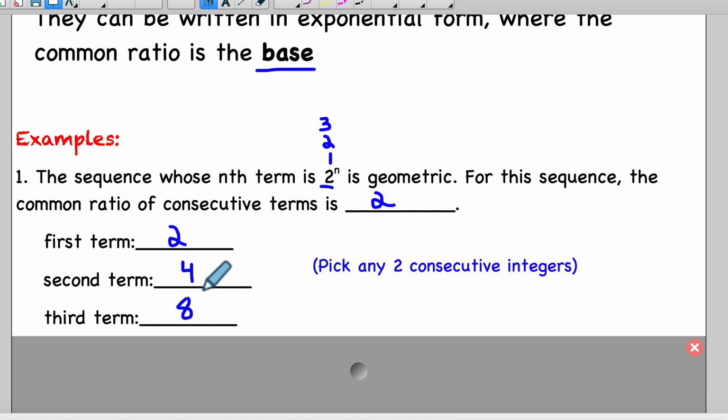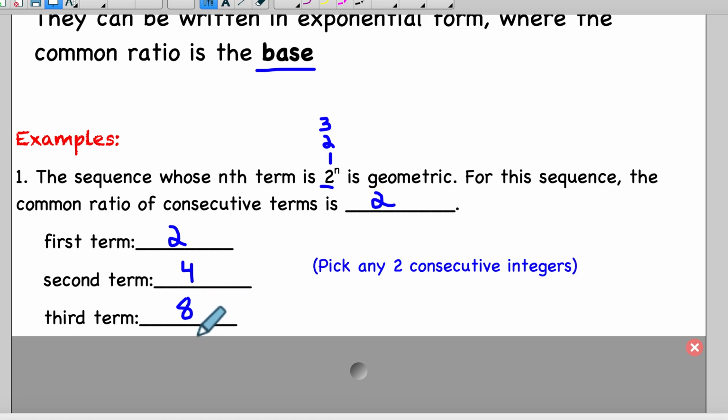So notice 2, 4, 8, there's no common difference. It doesn't go up by 2 every time. It goes up by 2 and then it goes up by 4. The next one would be 16. To get it, you're multiplying by something. 2 times 2 equals 4. 4 times 2 equals 8. 8 times 2 would get you to 16.